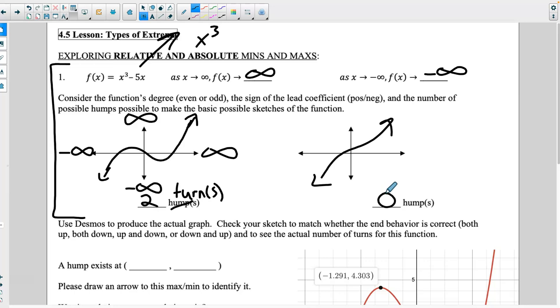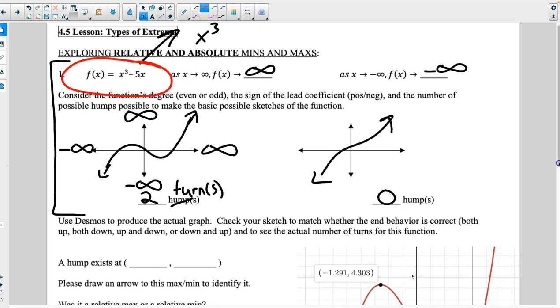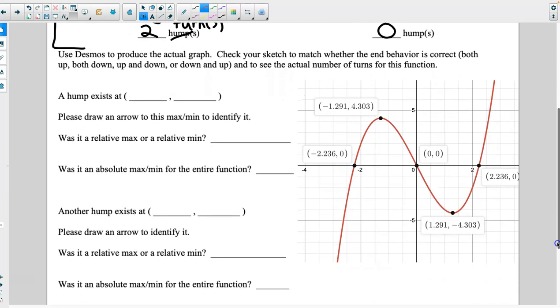Now, this function right up here, we're going to graph it, but we're going to graph it with Desmos, and you don't need your Chromebook or anything like that. I have the picture, we're going to just graph it. So this is the picture that you're going to graph on your graph. So these points, I need you to get on there.